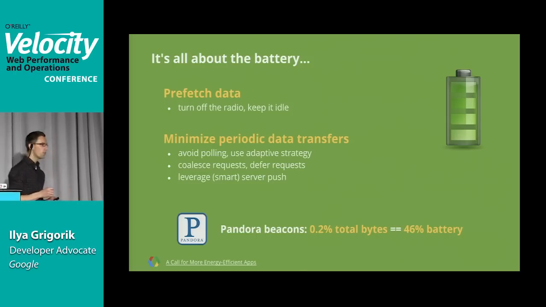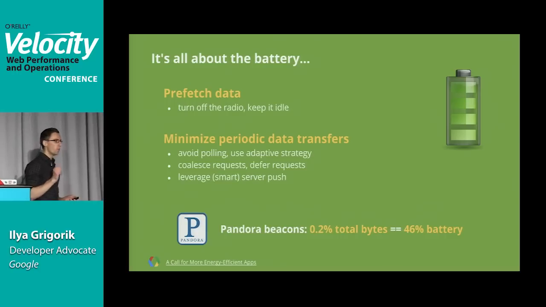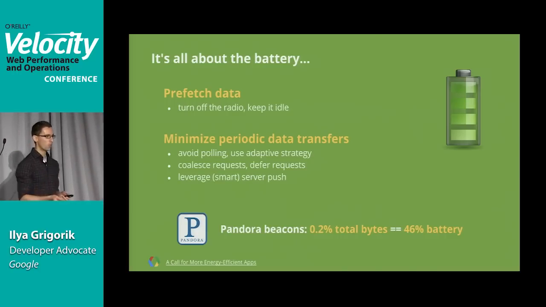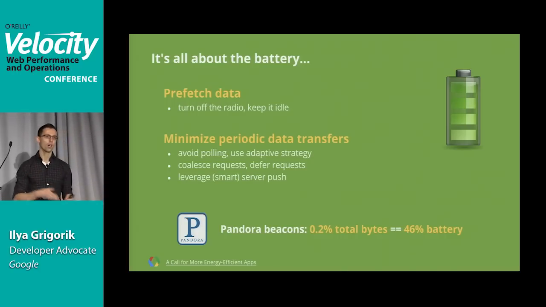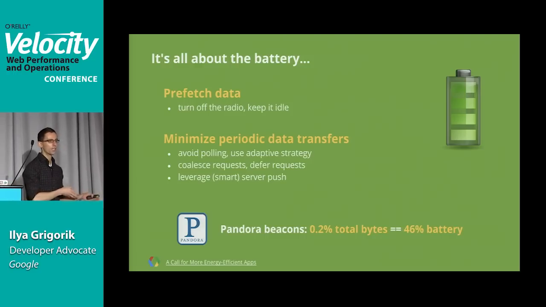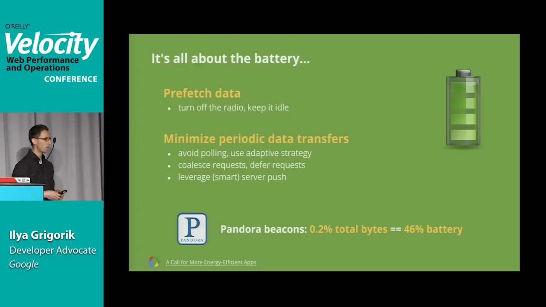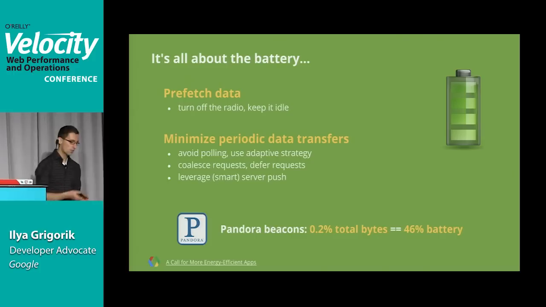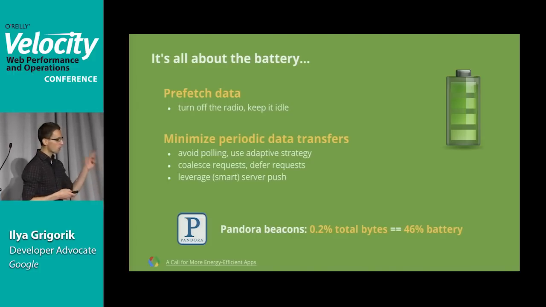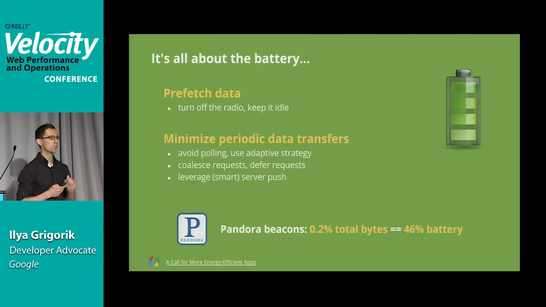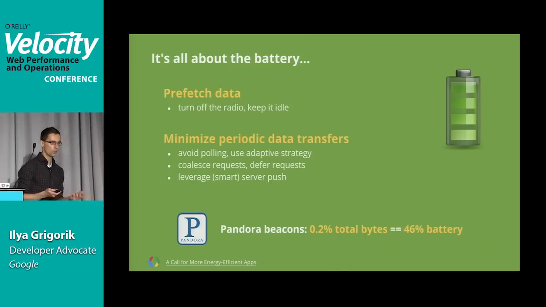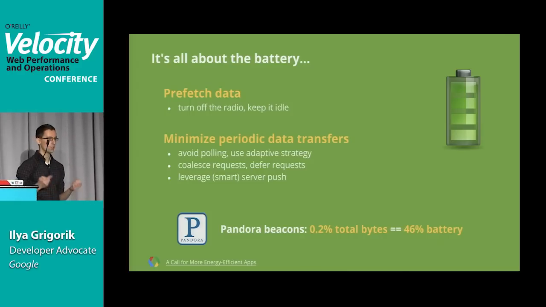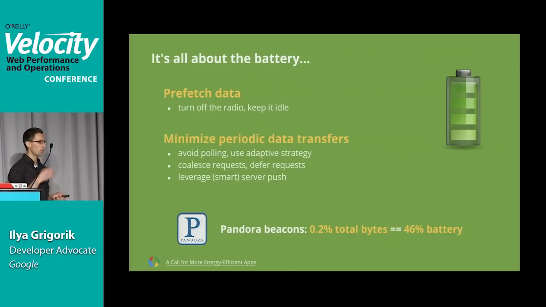But then every 58 seconds or so, they would wake up and beacon some audience measurement data back to their servers. So things like, how far did the user listen? Did they like it? Did they click? How did they interact with the app? And when they did the analysis, they discovered that these beacons were accounting for 0.2% of the bytes transferred, but 46% of the energy expenditure of that application, just because waking up the radio is so expensive. Did they have to do that every 60 seconds? Well, no, right? They could do something much smarter, which is, on the next play, when the radio is already active, just beacon the data back.